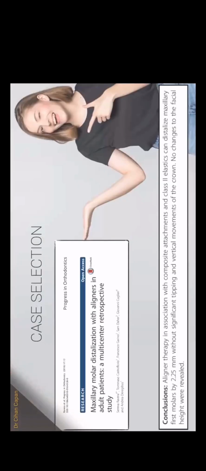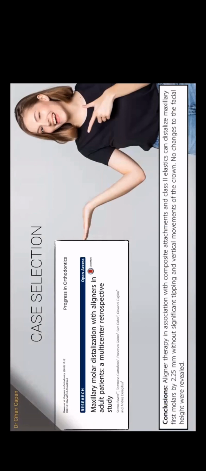Okay. So which cases are the best for distalization? Today I want to talk a little bit about the user-friendly treatment plan. So all cases, what you will see tonight, are just treated with aligners, attachments, and maybe class 2 elastics. That's all. No TATs, no power arms, no other auxiliaries. So that's why I want to talk a little bit about the limits.